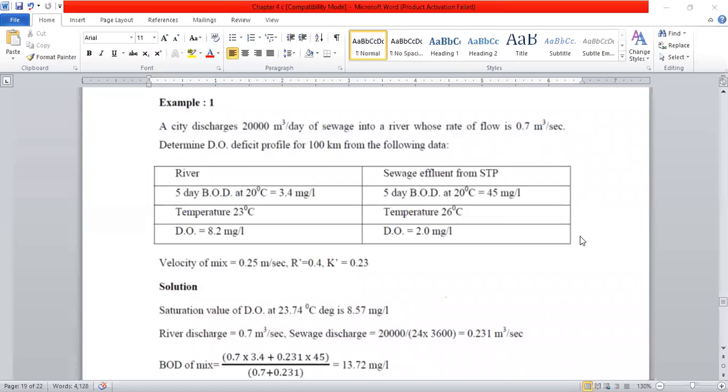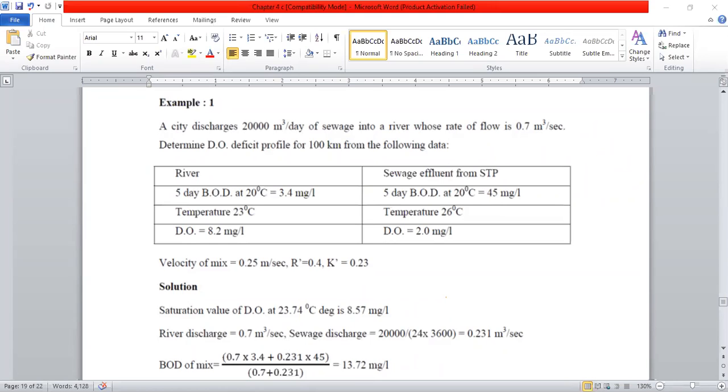Okay, guys, what is the difference between the earlier example and this example? A city discharges 20,000 meter cube per day of sewage into a river whose rate of flow is 0.7 meter cube per second. Determine the DO deficit profile for 100 kilometer from the following data. I have shown you how to draw the profile, or simply you can write it in tabular form, the profile after every 10 kilometer or 20 kilometer.